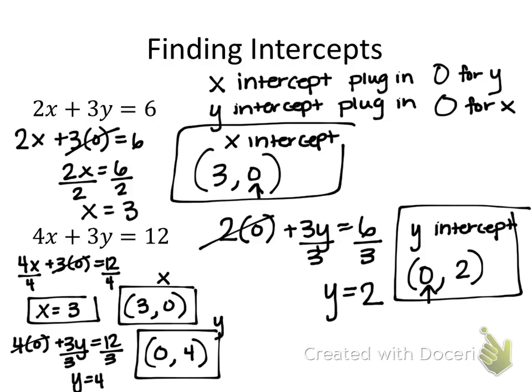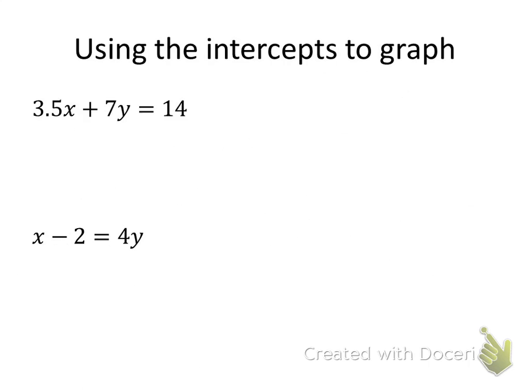So now let's use those intercepts to graph. So before I can graph anything, I've got to find my x and y intercepts. Okay, so let's find the x-intercept first. So I'm going to plug in a 0 for y. So I do 3.5x plus 7 times 0 equals 14. Cancel this out, okay, because 7 times 0 is 0. Then I divide both sides by 3.5.